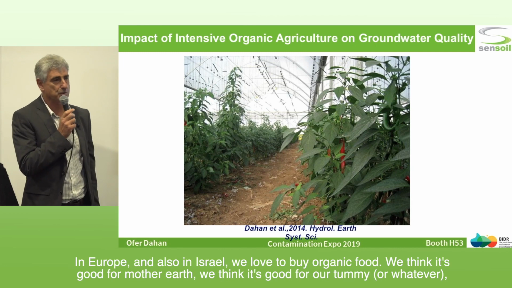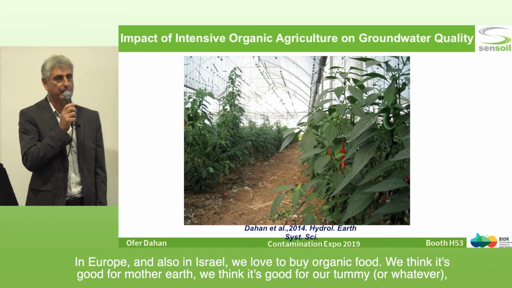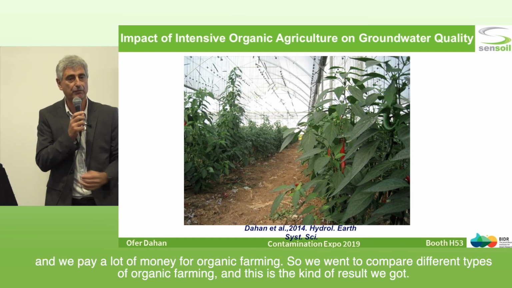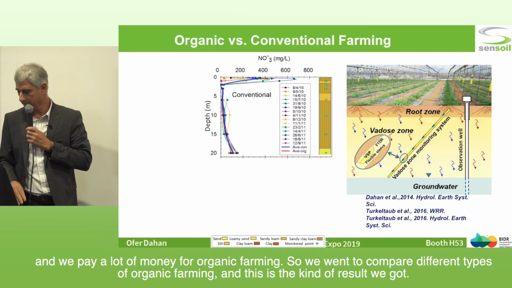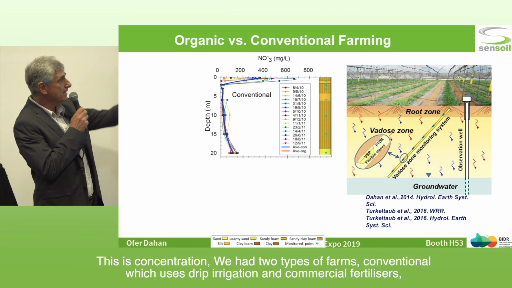In Europe and also in Israel, we love to buy organic food. We think it's good for Mother Earth. We think it's good for our tummy or whatever. And we pay a lot of money for organic farming. So we went to compare different types of organic farming. And this is the kind of result we got. This is concentration.